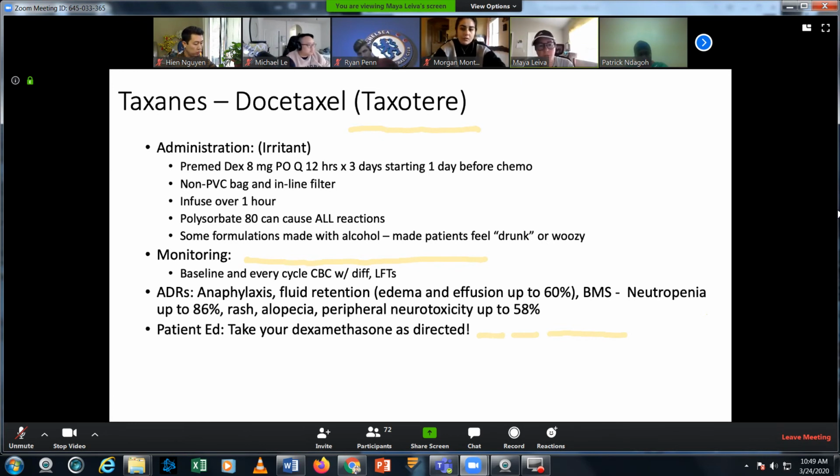But the issue is that patients also sometimes will get fluid retention, and we found that if we gave them this pre-medication of dexamethasone, it really helps decrease the amount of fluid retention that they were having.